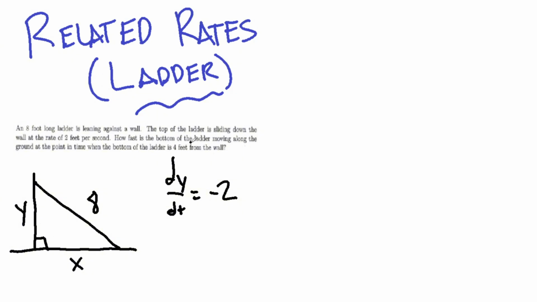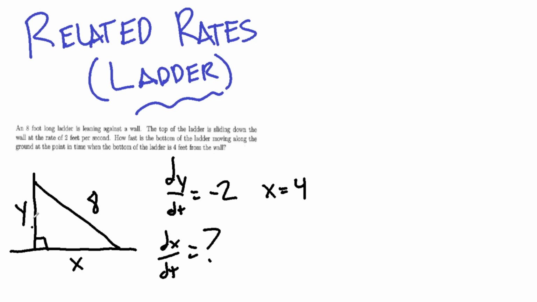So how fast is the bottom of the ladder moving along the ground? That's dx/dt. So what's the rate of change of x when the bottom of the ladder is 4 feet from the wall? So when dx/dt equals question mark, x equals 4, because the bottom of the ladder is 4 feet from the wall.